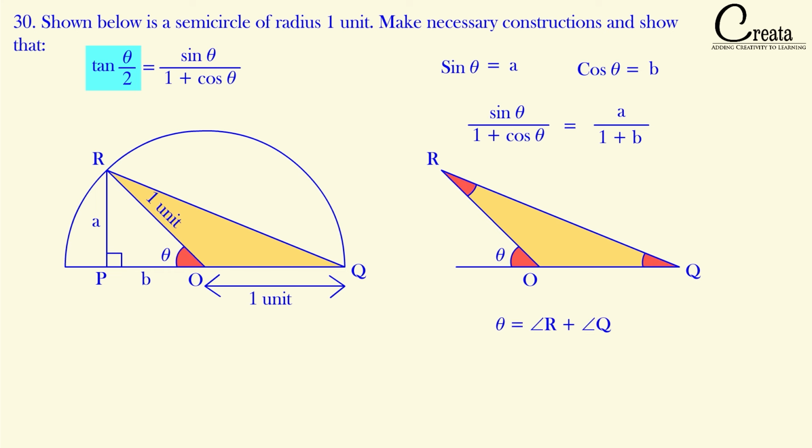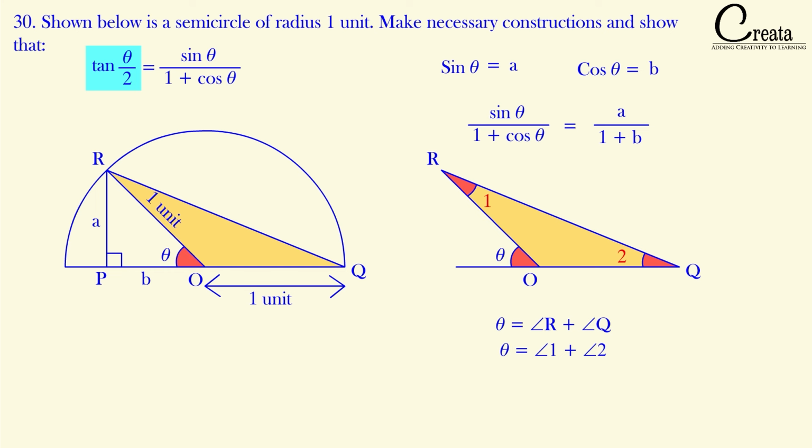For simplicity, let's mark these two angles as angle 1 and 2. So we can say angle theta is equal to angle 1 plus angle 2. Got it? The exterior angle property of the triangle. I have told you some of the properties of the triangle you must know to solve various different types of questions. Further, here can we say angle 1 and angle 2 both are equal to each other?